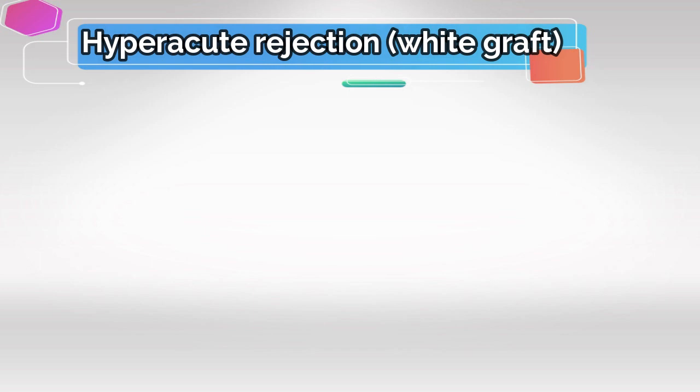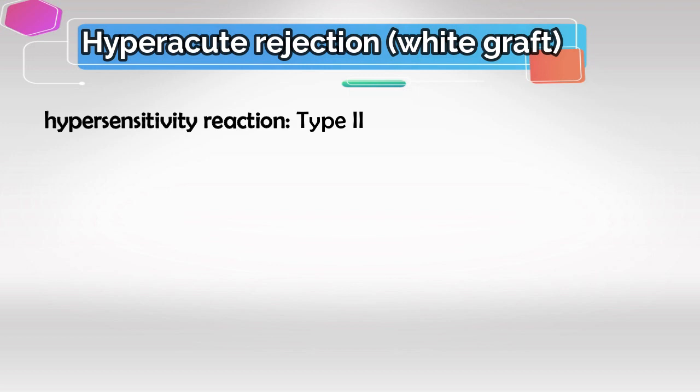The hyperacute rejection, which is also called the white graft rejection, is caused by type 2 hypersensitivity, and it occurs in minutes. So the surgeon can see the organ failing before he finishes the surgery, and it appears white, and that's why it's called the white graft rejection.